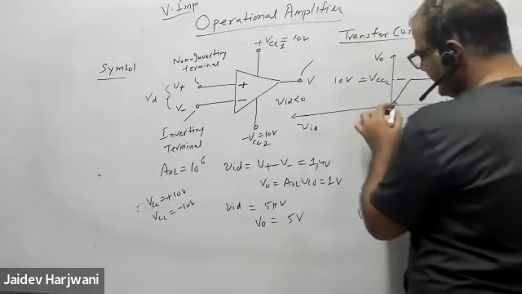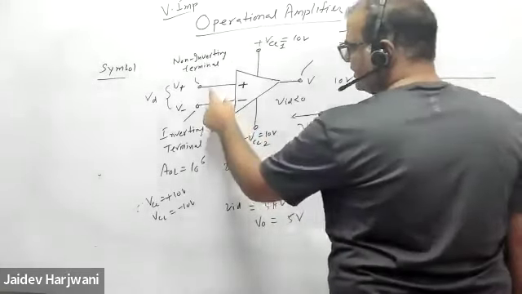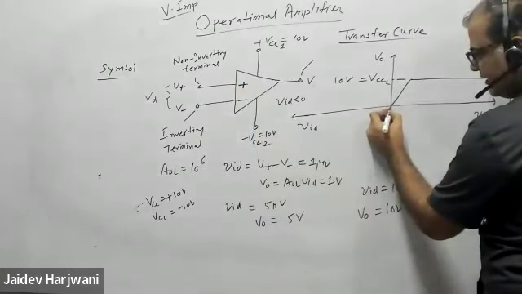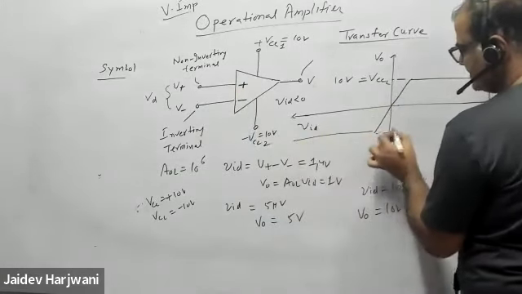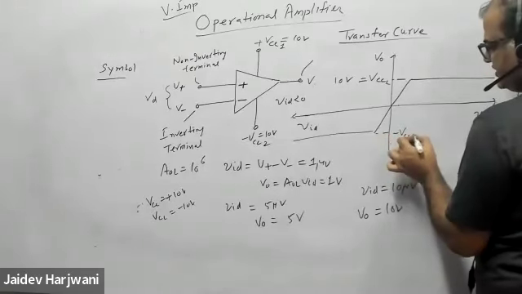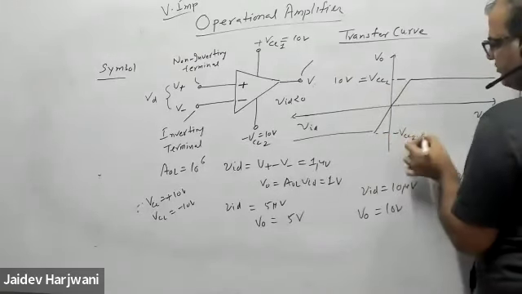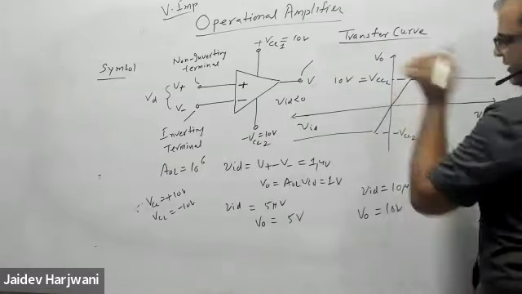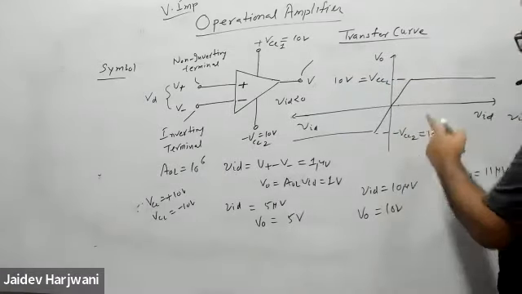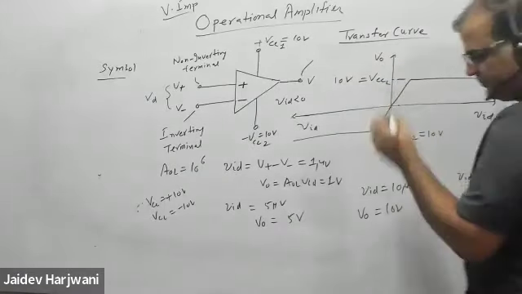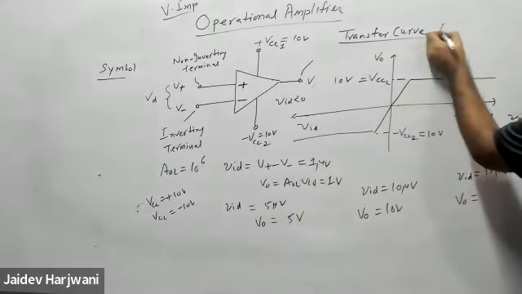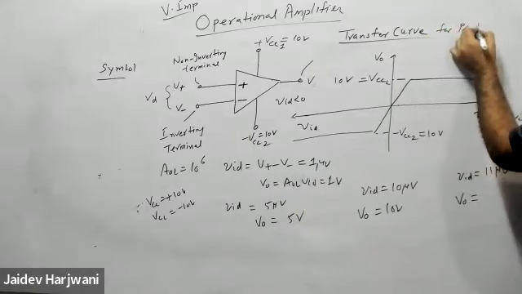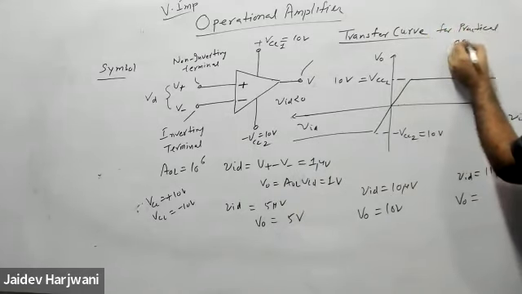Now similarly, if the difference is negative, here you apply a higher voltage, here a lower voltage, the same thing will happen like this, and it will saturate here at minus VCC2. The value can be the same or it can be different. Here I am putting the same value. So this is the transfer curve for a practical op-amp.